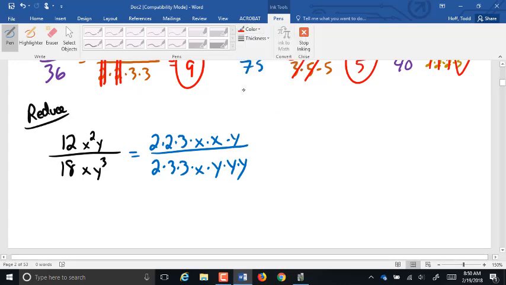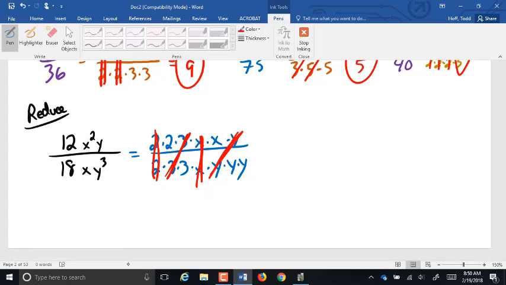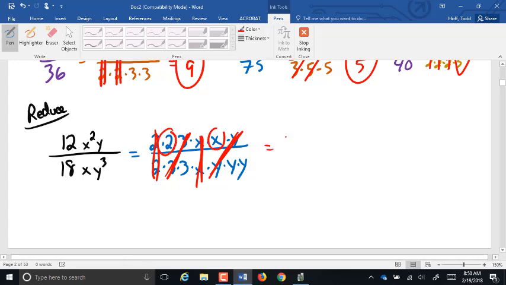Well, now factoring this is quite simple. I can cancel out a 2. I can cancel out a 3. I can cancel out an x. I can cancel out a y. Then what I'm left with on top is a 2 and an x. On bottom, I have 3 and then y and y, so that's 3y squared. Now I've reduced a fraction.